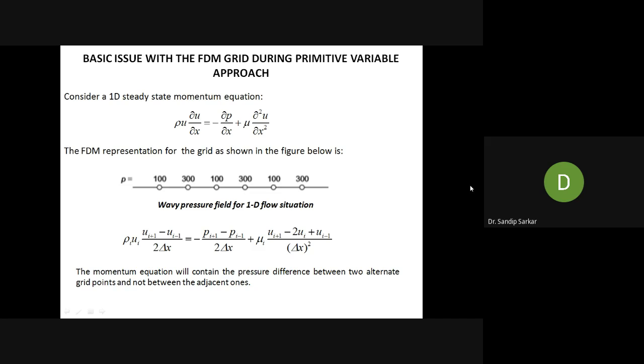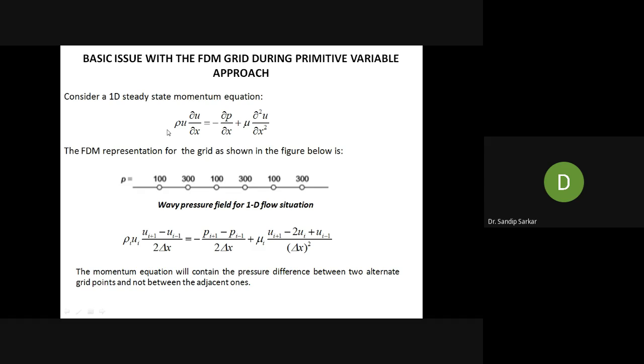So let us see what problems one may face while discretizing any governing equation with the primitive variable approach. To start with, let us consider the one-dimensional steady-state x momentum equation, that is, the x momentum Navier-Stokes equation. One-dimensional steady state means no time dependency and only one-directional flow.